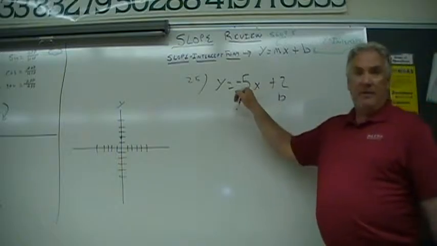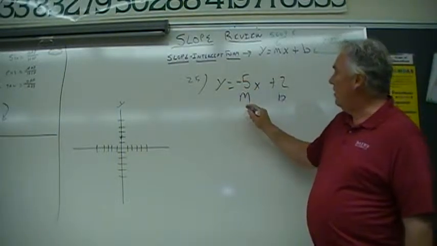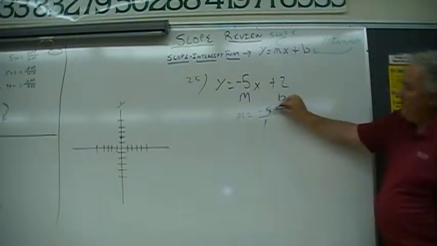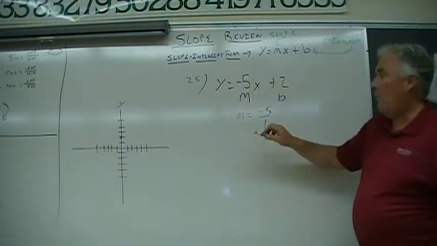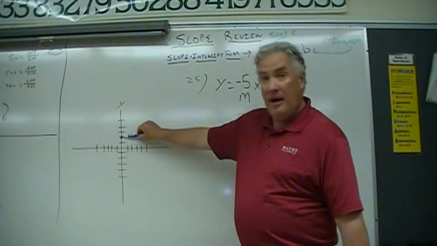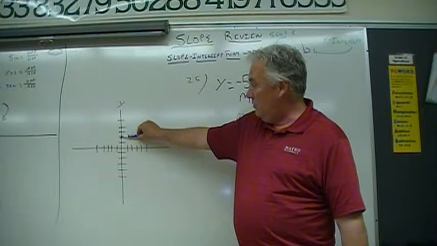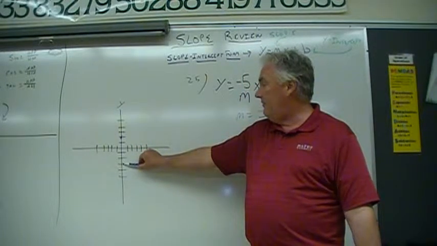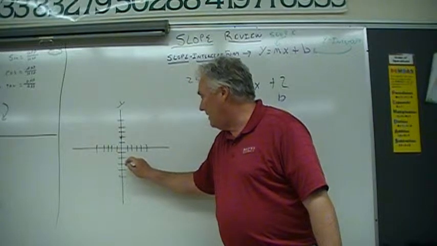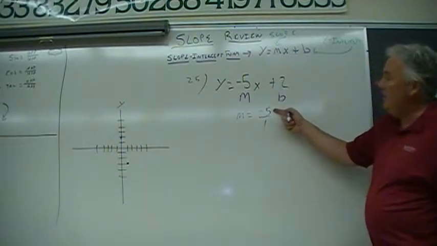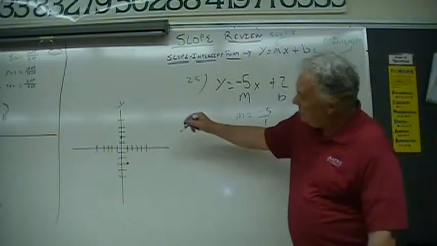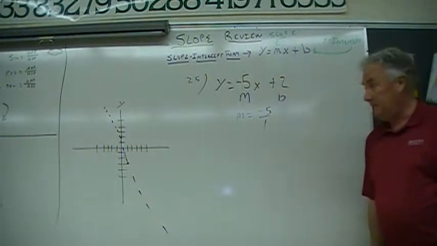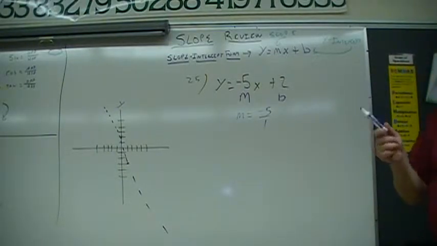How can we graph this? Well, this is the slope. So the slope is equal to negative 5 over 1. We rise negative 5 and we run 1. So we start at our point, 2. 1, 2, 3, 4, 5. We just went down negative 5 and we're going to go over positive 1. That's negative. This is positive. So that is our line. And that is one way that we can graph it.